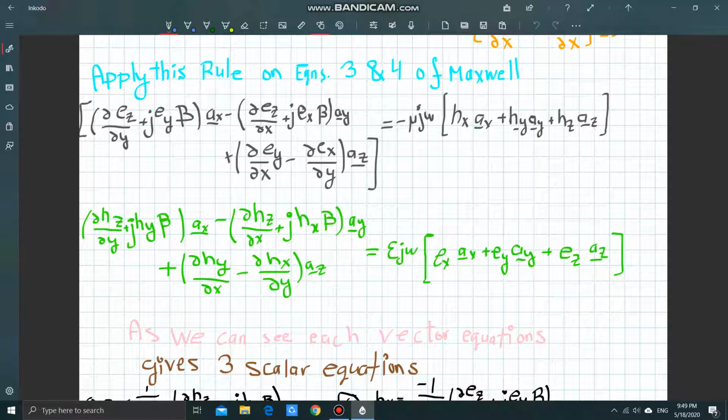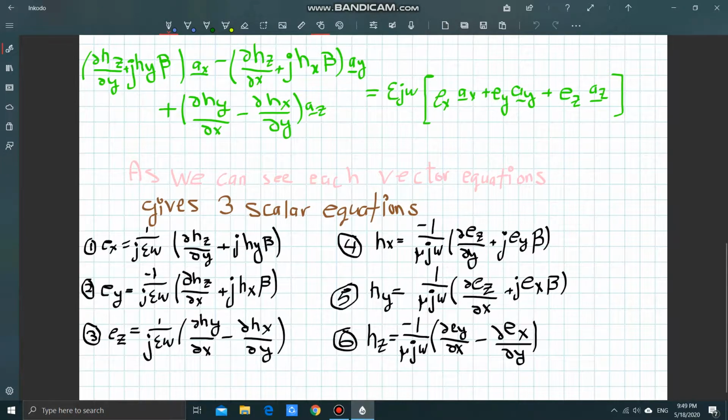These two equations are vector equations. Each one of them can give us three scalar equations, so we can reach those 6 equations. Those 6 equations connect the transverse and longitudinal components of the electric and magnetic fields in the medium.